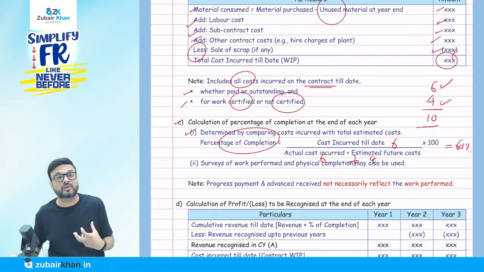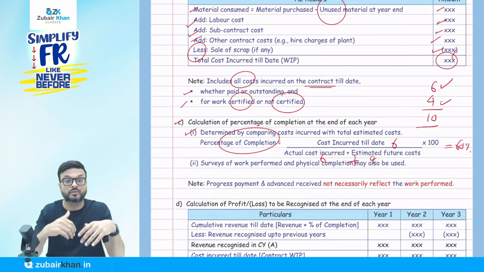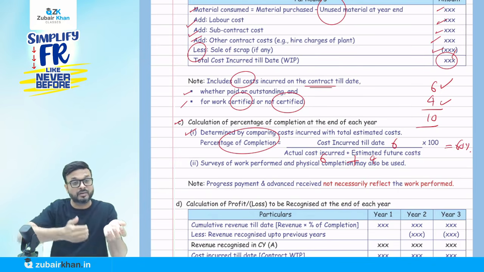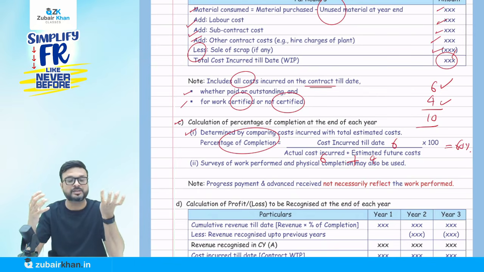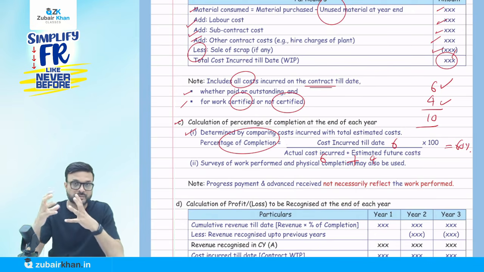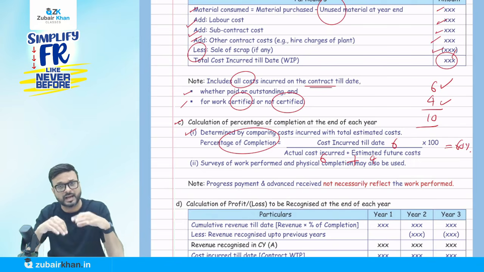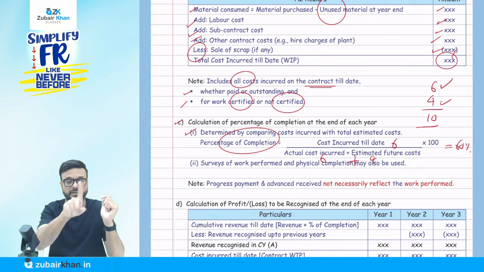So we are finding out the percentage of work that has been completed on the basis of cost incurred. So cost incurred divided by the total cost, which means cost that we have already incurred plus estimated future cost, multiplied by 100, and the percentage will come here. Okay, this is one method, and this is the most important, and I say the examiner is always going to ask the question on this method only.